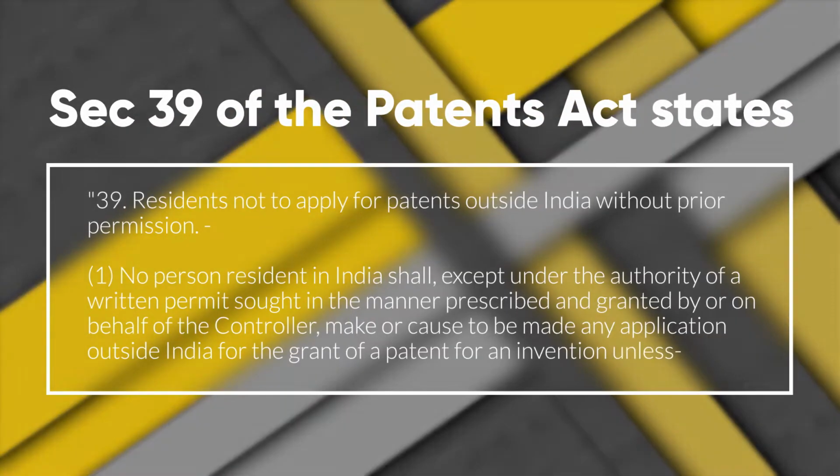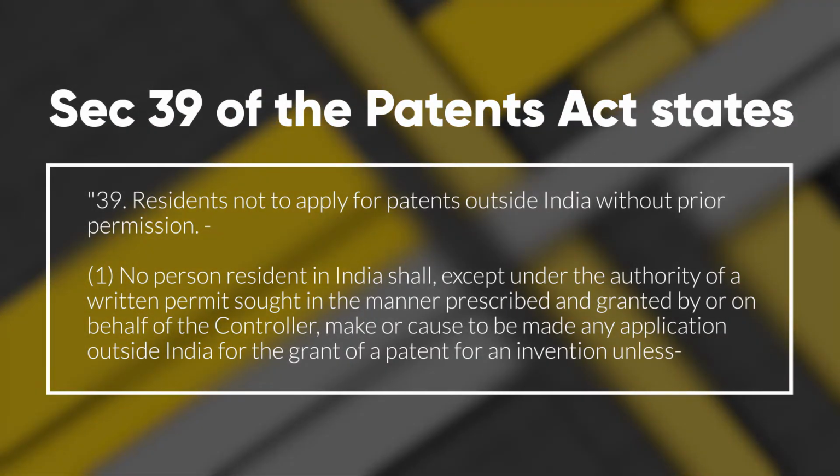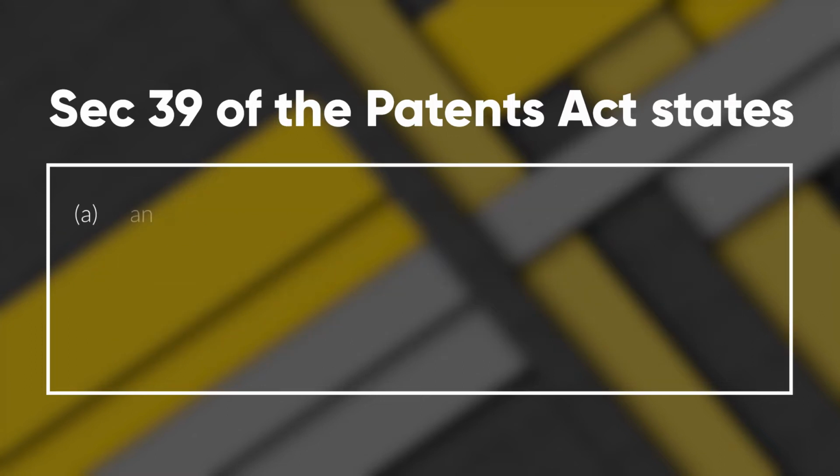Section 39 of the Patents Act states: 39. Residents not to apply for patents outside India without prior permission. 1. No person resident in India shall, except under the authority of a written permit sought in the manner prescribed and granted by or on behalf of the controller, make or cause to be made any application outside India for the grant of a patent for an invention unless a.